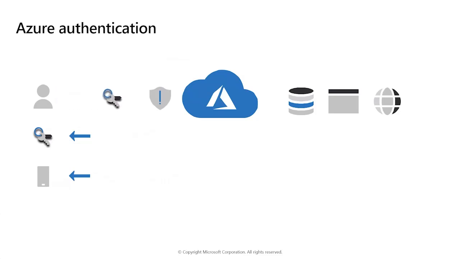Now, if the authentication is successful, Azure Active Directory creates an authentication token for the user or the application to use, which means when that user or application attempts to access a resource, this authentication token is passed as part of the request to the service, and the token is then used by the service to authorize the access to that resource.